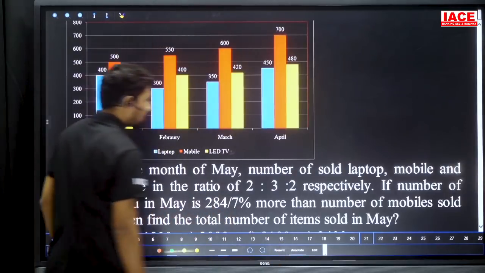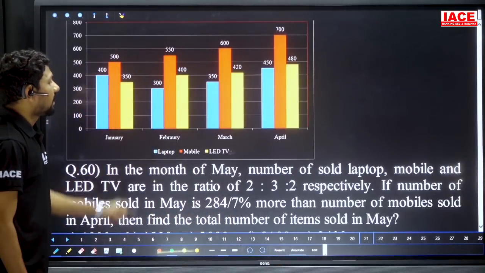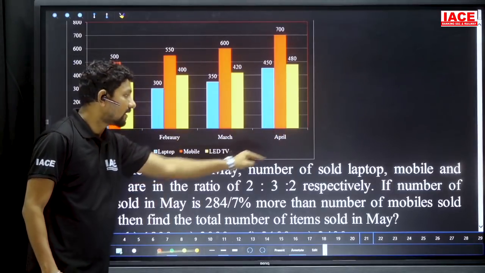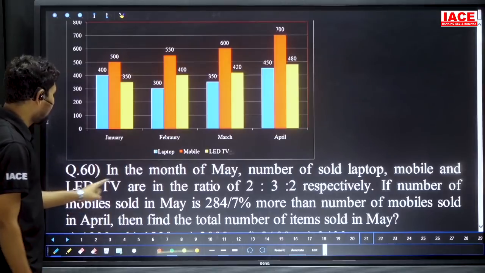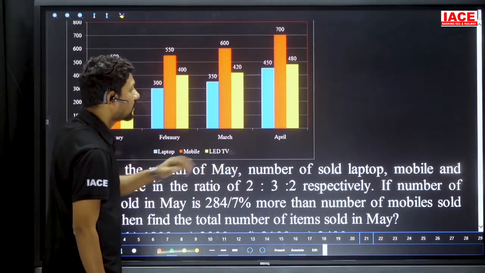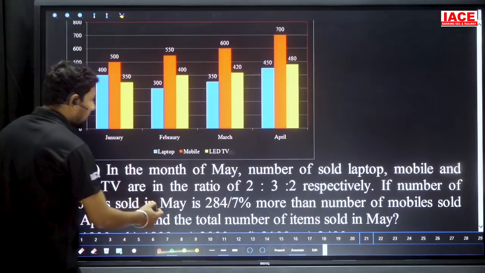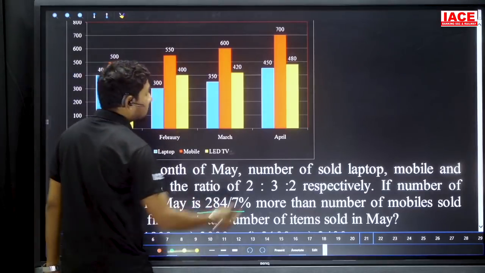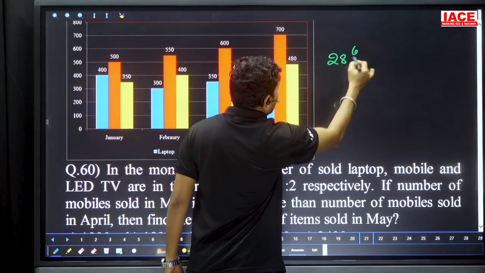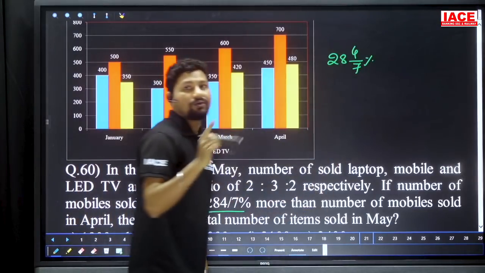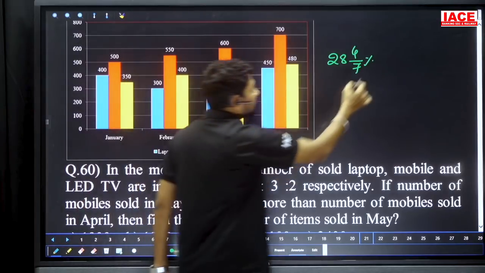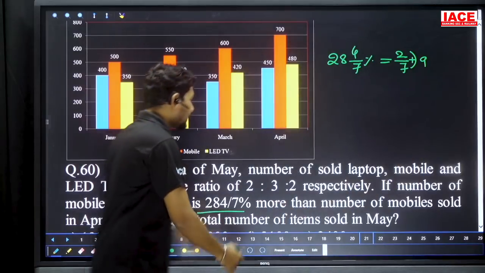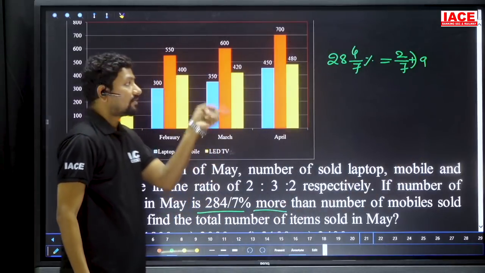60th. In the month of May, the number of sold items, and for January, February, March, April, the May value they have given as a reference. Sold laptops, mobiles, and LED TVs are in the ratio 2 is to 3 is to 2 respectively. If the number of mobiles sold in May is 28 4 by 7 percentage, this is the percentage they mentioned. 14 2 by 7 percentage is equal to 1 by 7. 28 4 by 7 is equal to 2 by 7. Overall, how many parts extra? 9 parts, compared to 7 parts, overall is 9 parts.